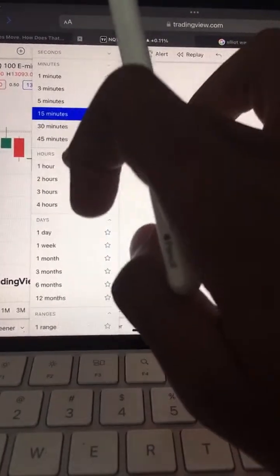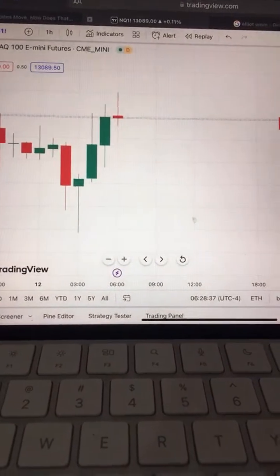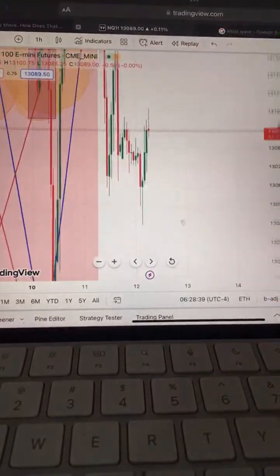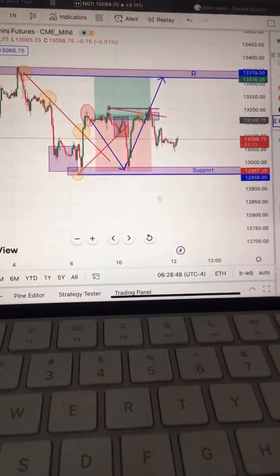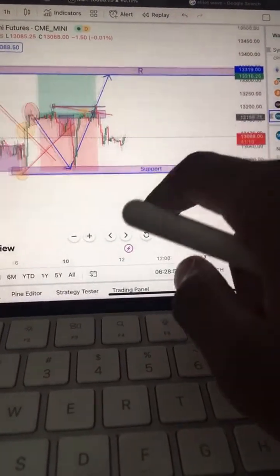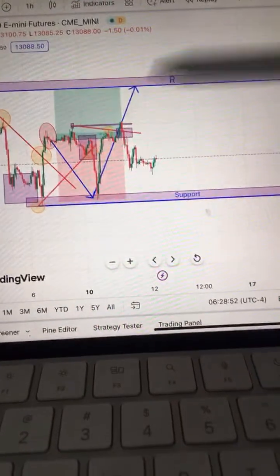Let's start on H1. Alright, on H1, this is what we have. So far, it is coming from our support to our resistance.